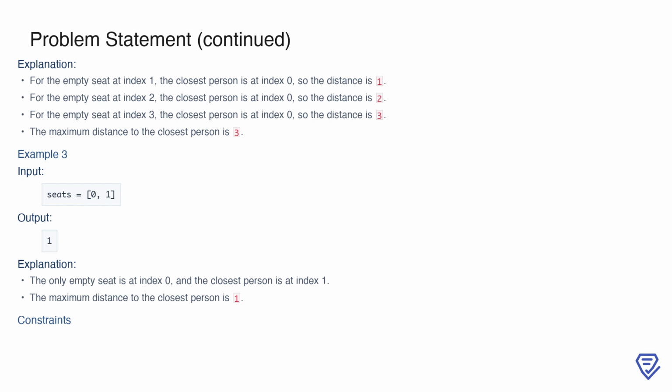Now, let's turn our attention to the constraints. The array length n is always between 2 and 10,000, and each element of the array is guaranteed to be either 0 or 1. Additionally, it is guaranteed that every input will contain at least one 0 and one 1. These constraints ensure that we always have both empty and occupied seats to work with, and they also indicate that we need an efficient solution to handle the larger input sizes.